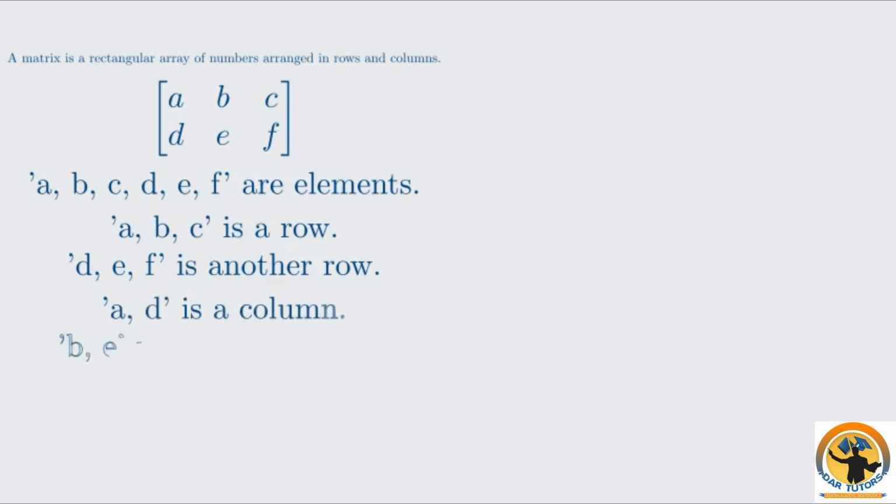A matrix is simply a rectangular arrangement of numbers or elements in rows and columns. We can represent a matrix using square or round brackets. The horizontal lines of numbers are called rows, and the vertical lines are called columns.